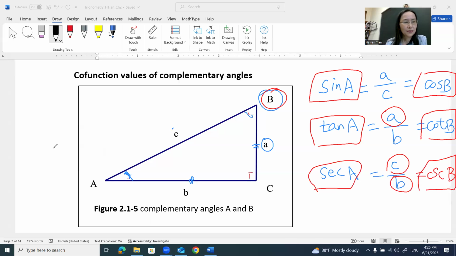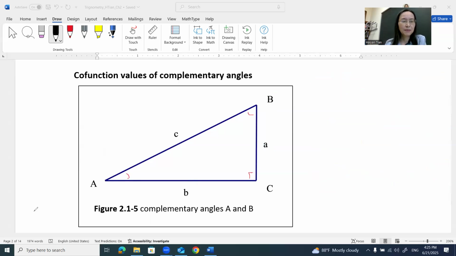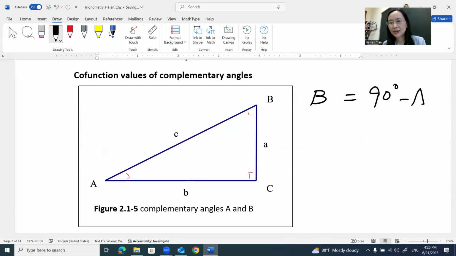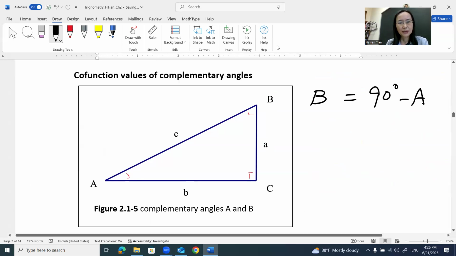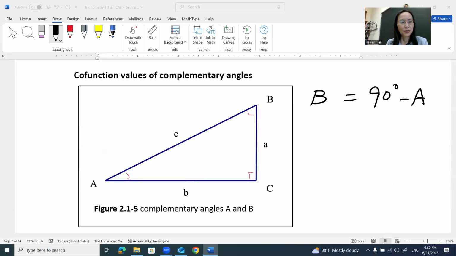But for A and B, we don't have to write this way. We can also write B as 90 degrees minus A, correct? Because A and B are complementary. So instead of writing B, we can use 90 minus A to represent the angle B.